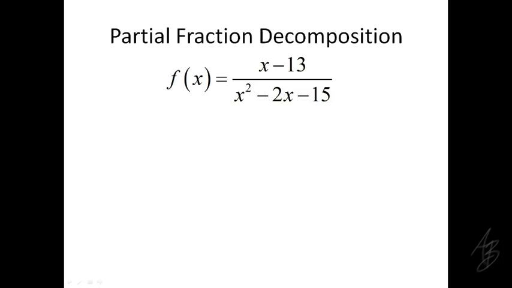So if we have an expression like this and we want to integrate it, what we would do right now, or at least the only technique we know right now that might work, is to use substitution, and we can let u equal x squared minus 2x minus 15. That would be the denominator here. And then our du would be 2x minus 2 times dx.